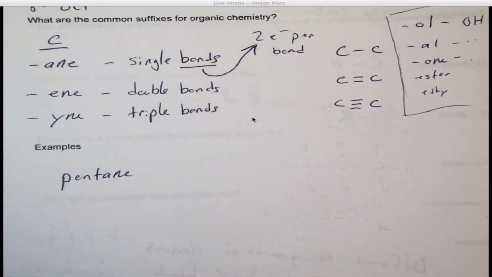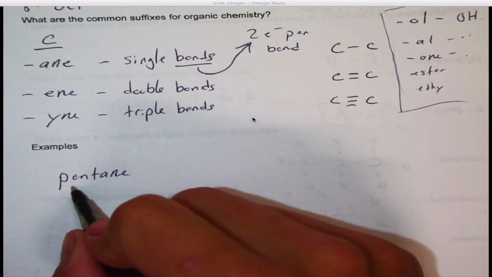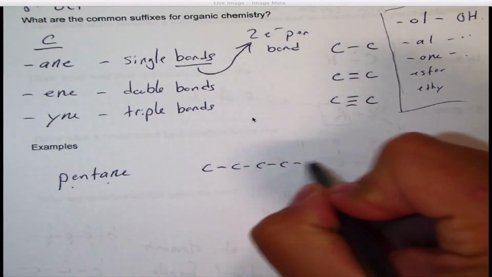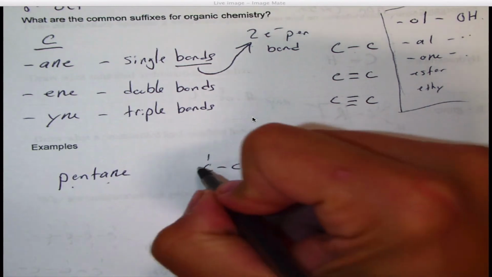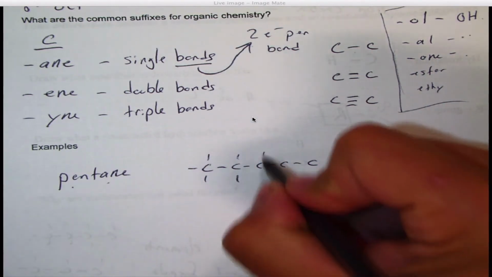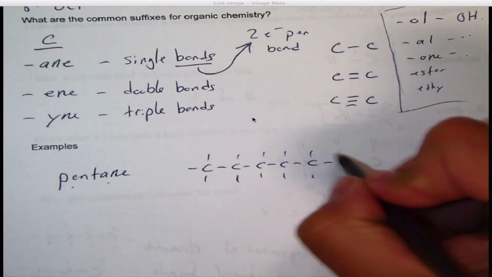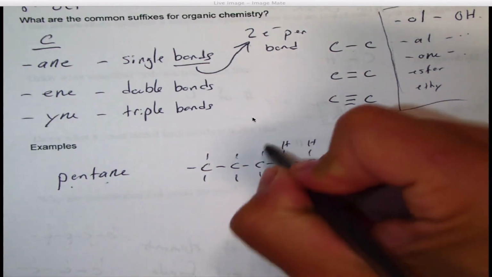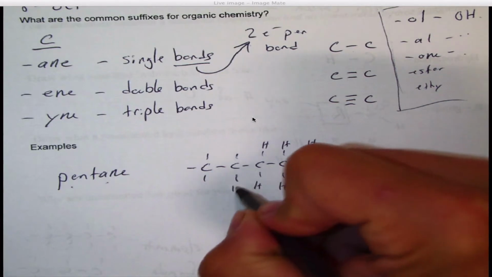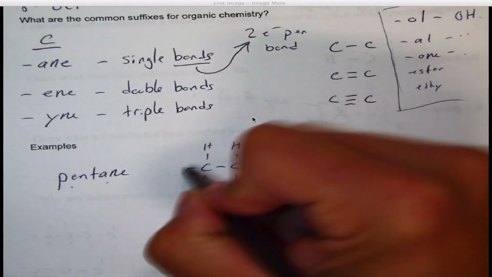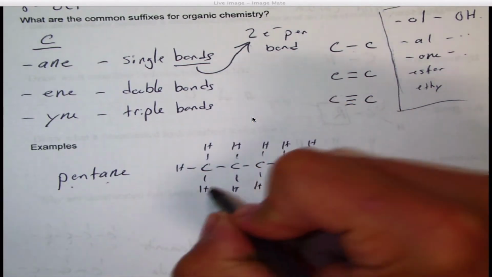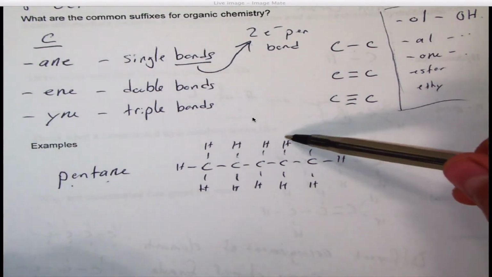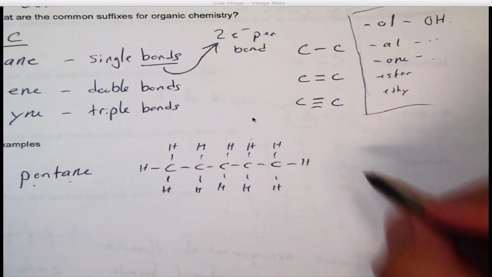Pentane. Pent means 5 carbons. Ane means single bonds. So I draw my 5 carbons out. And remember, carbon wants to bond 4 times. So that means the rest of the bonds are going to be hydrogens, unless otherwise noted. So you assume that you know the hydrogens. Lots of times, writing all these hydrogens can get very, very lengthy and time-consuming. There's a short way of doing this. This is like the structural formula. There's also a line formula.